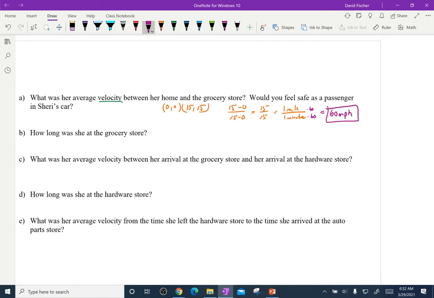Okay. Would you feel safe as a passenger if you were in her car going to the grocery store at 60 miles per hour? Maybe, depending. If it's right down the street here, I don't think I want to be going 60 miles per hour in a 35, 45 mile per hour zone. But if the grocery store was up in Mesa and you're going down Ironwood, it might be 60 miles an hour. Okay, that would be safe. That's a safe highway.